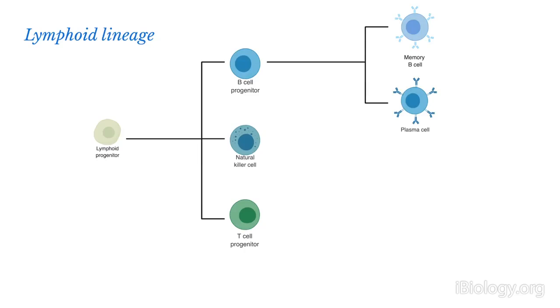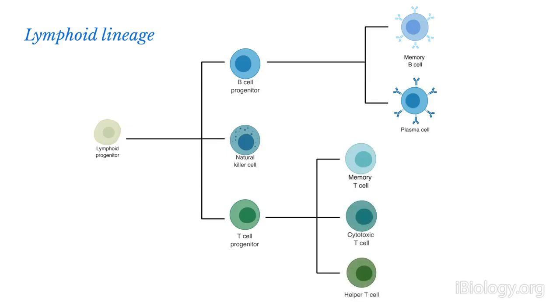There are many types of mature T cells, but the best known ones, those which we'll cover here, include memory T cells, cytotoxic T cells, and helper T cells. Like memory B cells, a fraction of mature T cells remain in the body as memory T cells to help the body mount a faster immune response in future infections.